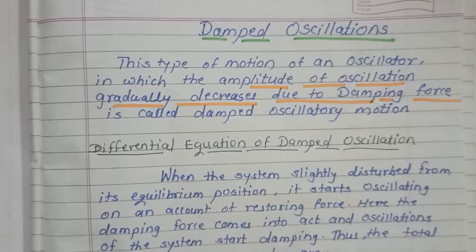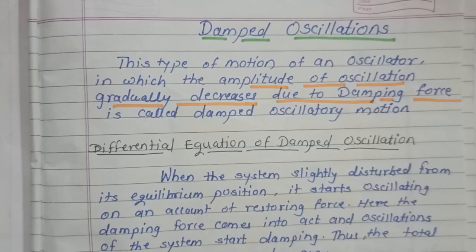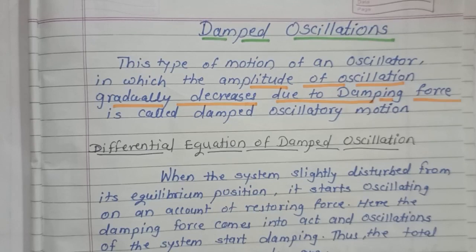Hi students, today we will study chapter 2, damped oscillation. In the previous class we already studied undamped oscillation. In undamped oscillation, the amplitude of the oscillator remains constant as time increases. For example, a clock with a pendulum. In this type of clock, the amplitude of oscillation remains constant.